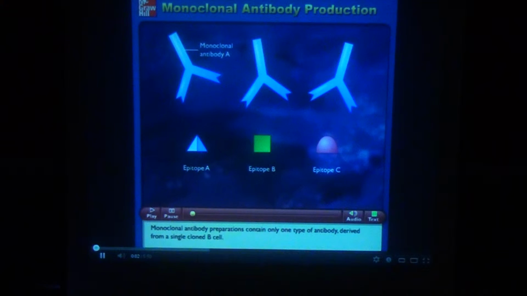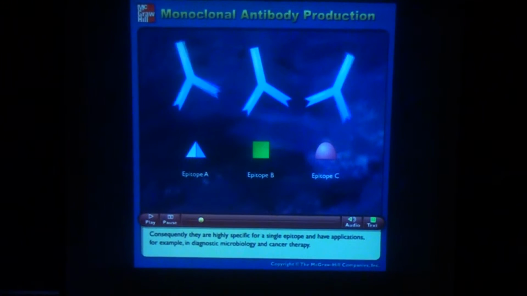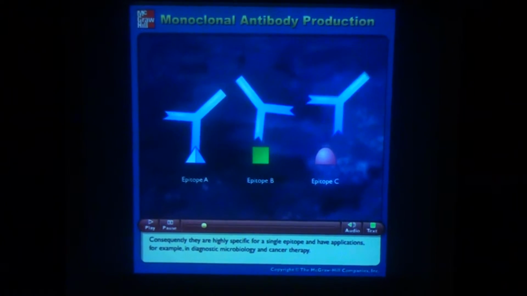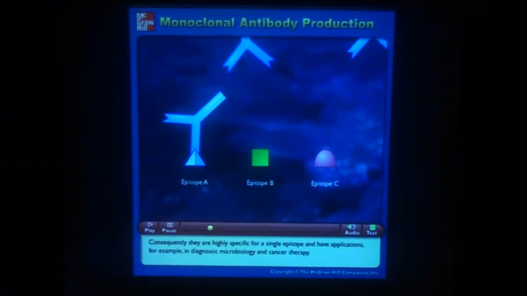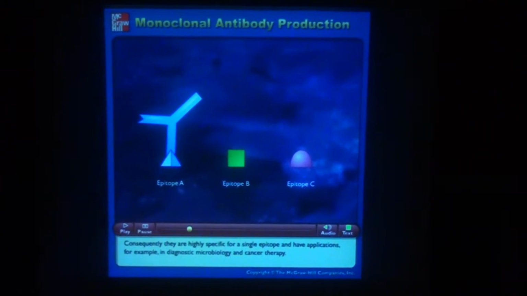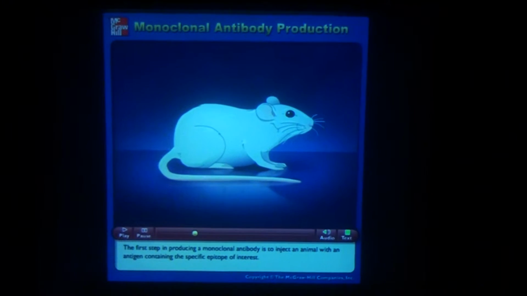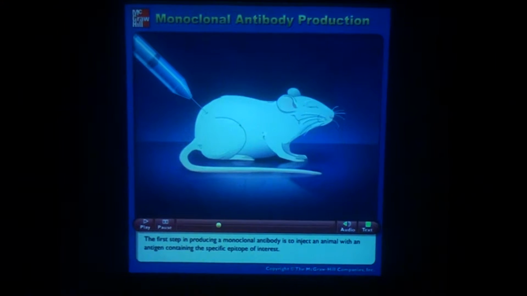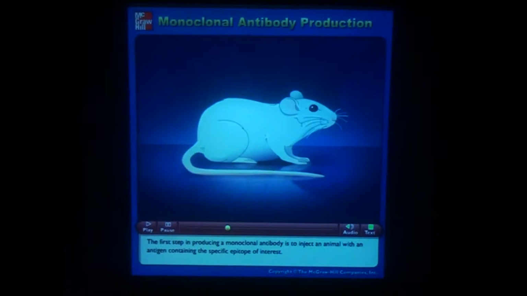Monoclonal antibody preparations contain only one type of antibody, derived from a single cloned B cell. Consequently, they are highly specific for a single epitope and have applications, for example, in diagnostic microbiology and cancer therapy. The first step in producing a monoclonal antibody is to inject an animal with an antigen containing the specific epitope of interest.